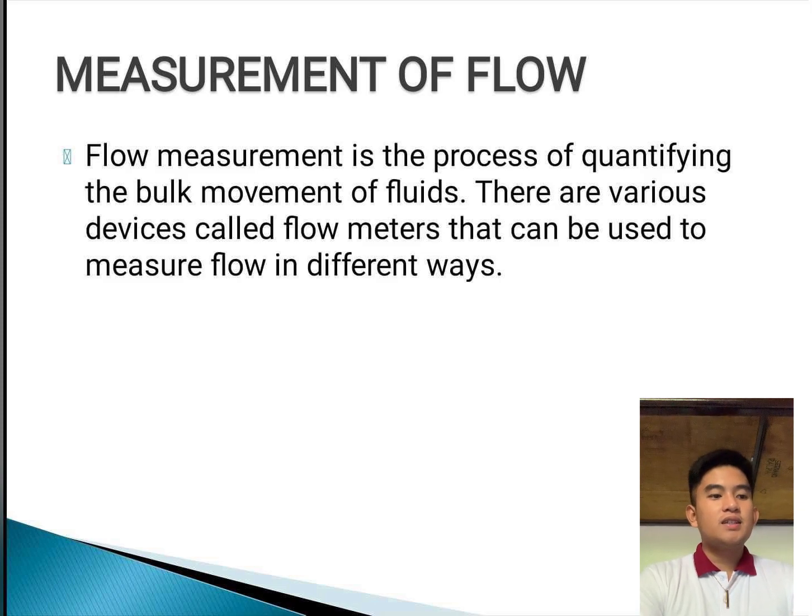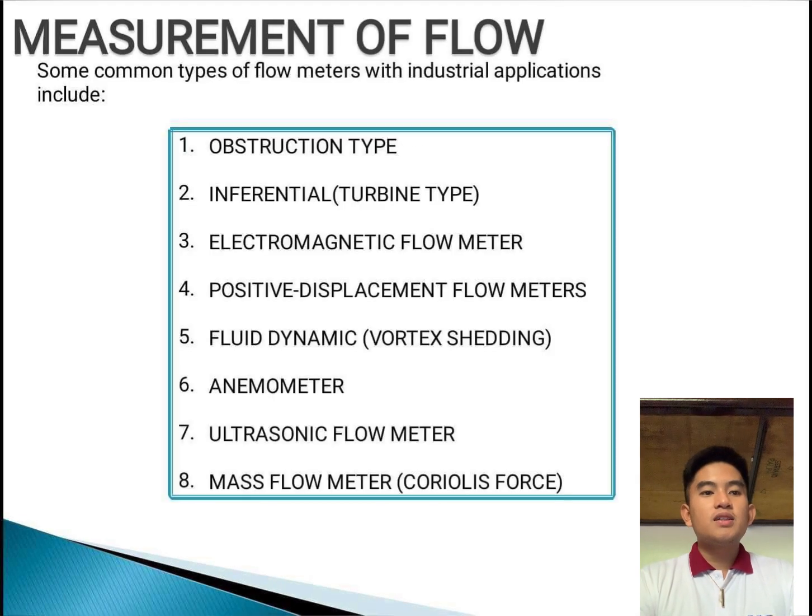Next is some common types of flowmeters with industrial applications: obstruction type, inferential turbine type, electromagnetic flowmeter, positive displacement flowmeters, fluid dynamic vortex shedding, anemometer, ultrasonic flowmeter, mass flowmeter, or Coriolis force.